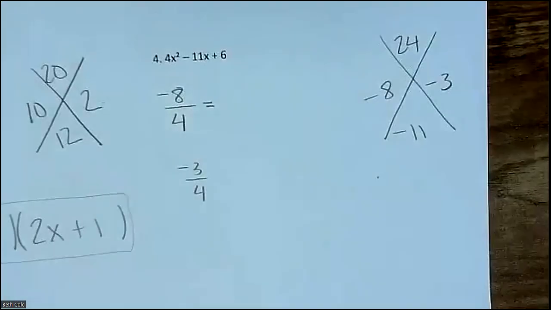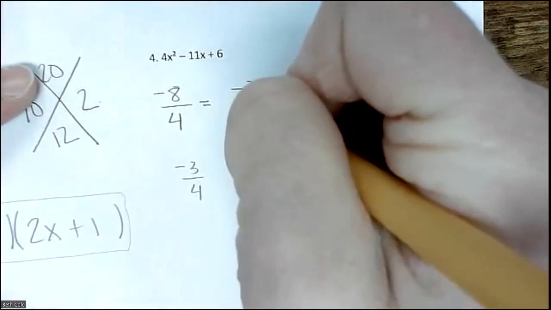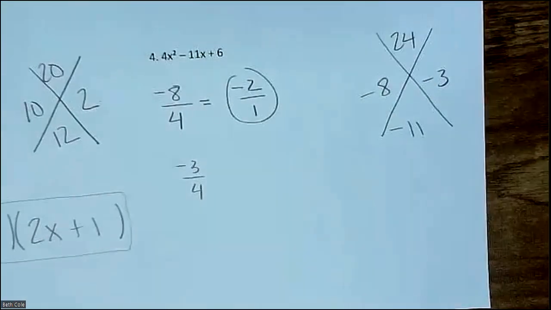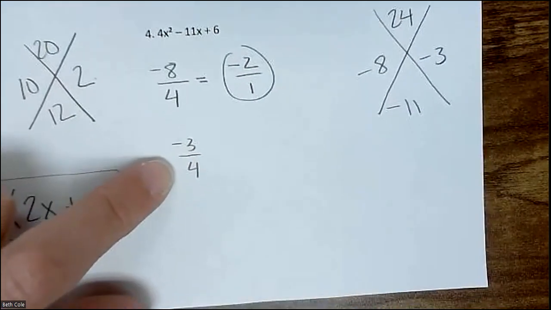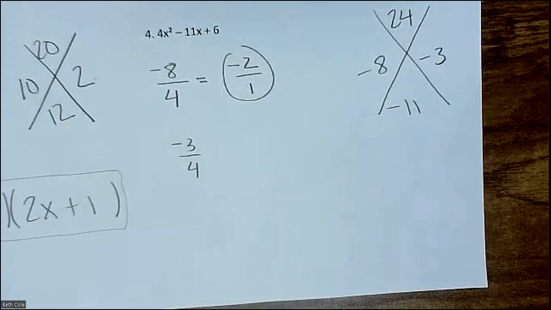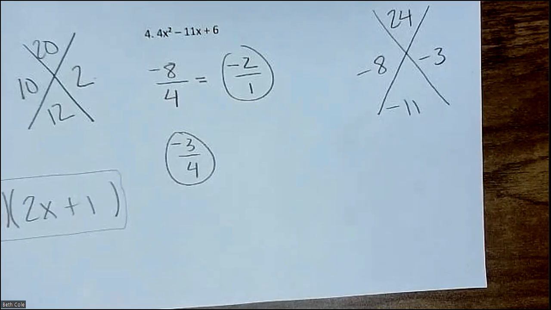How is -8/4 going to reduce? -2 over 1. Good, nice job, -2/1. And then what do you think about this one? It's already reduced. It's not going to reduce any further, so just leave it.